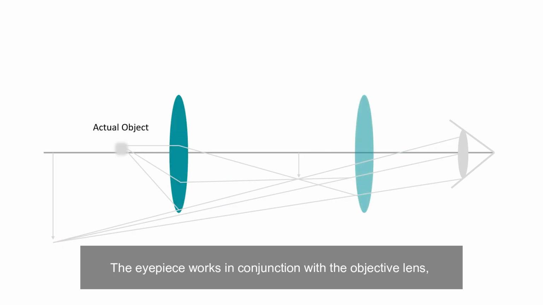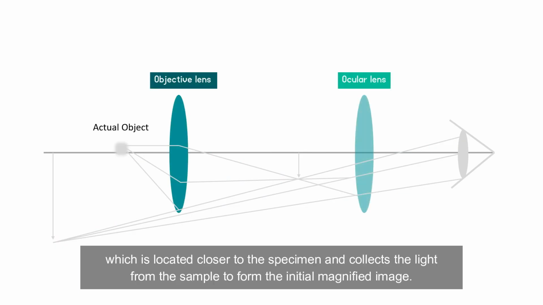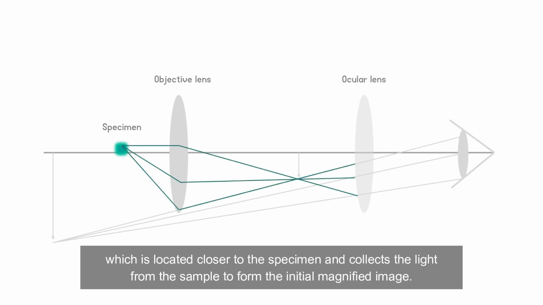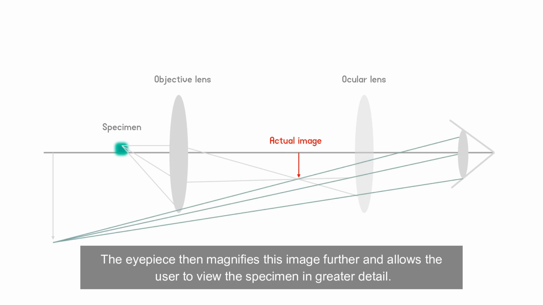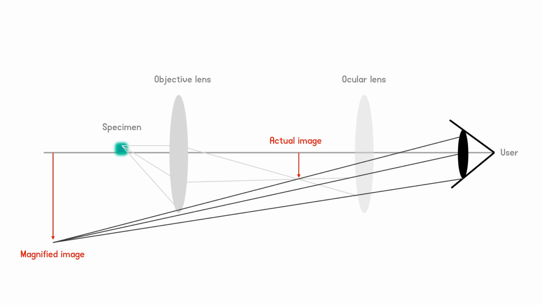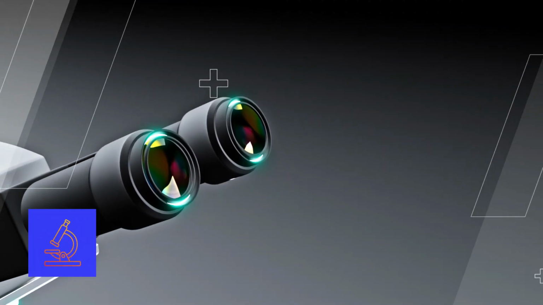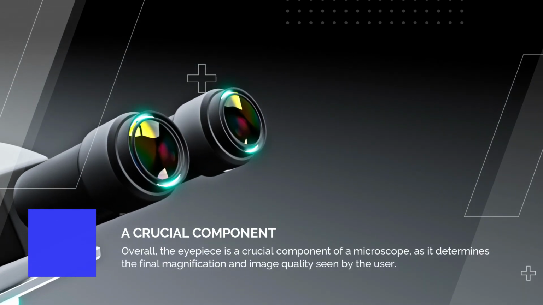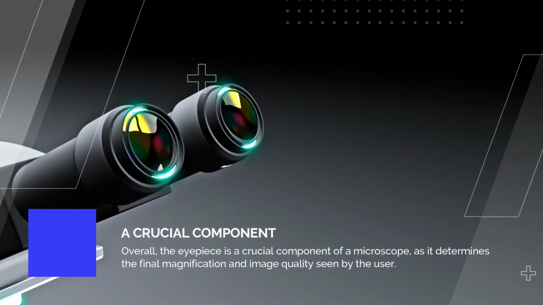The eyepiece works in conjunction with the objective lens, which is located closer to the specimen and collects the light from the sample to form the initial magnified image. The eyepiece then magnifies this image further and allows the user to view the specimen in greater detail. Overall, the eyepiece is a crucial component of a microscope, as it determines the final magnification and image quality seen by the user.